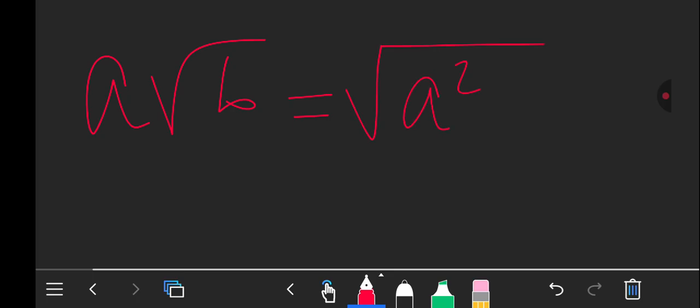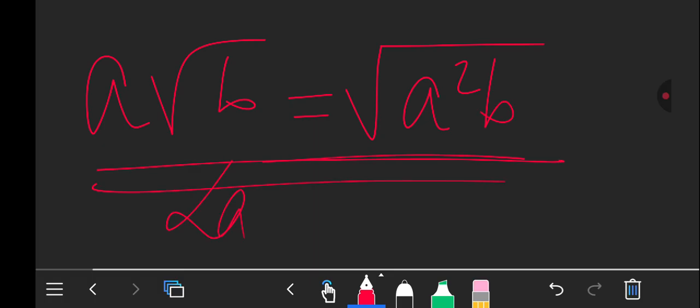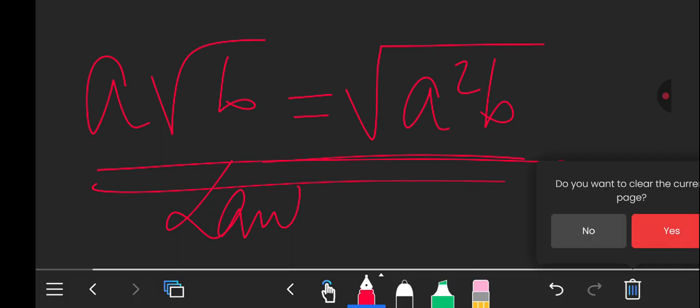The other thing you must appreciate about Surds is that if you have a square root of b, this is the same as saying square root of a squared multiplied by b. So this is also another law. It is very important that you understand these simple laws of Surds even before you can answer these questions.